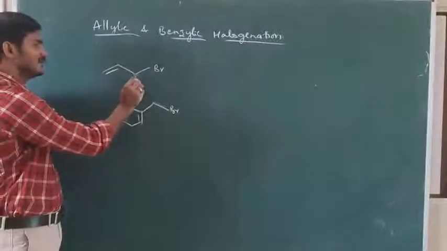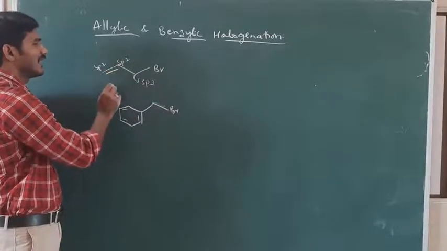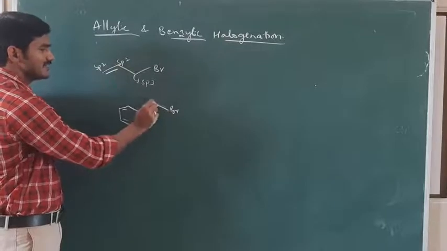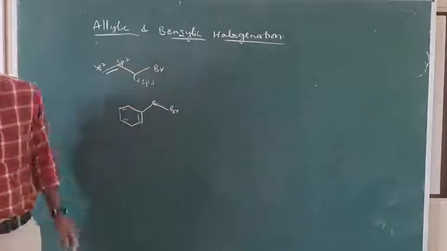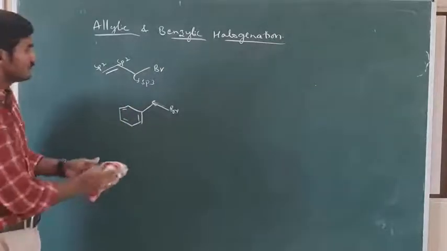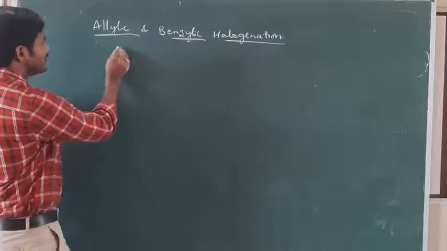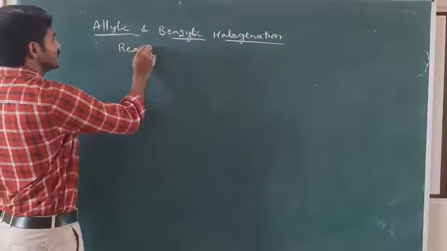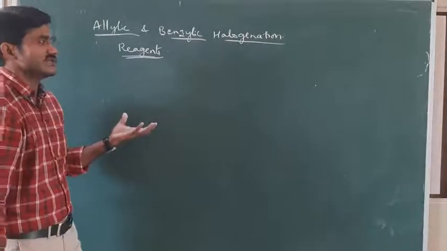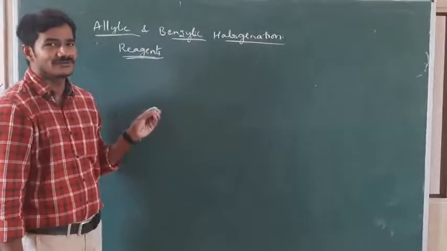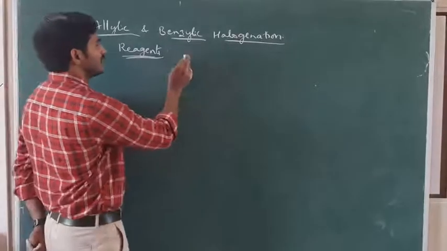The carbon that is sp3, next to sp2 carbons, is said to be allylic. The carbon which is directly attached to benzene and contains halogen is said to be benzyl. So this type of haloalkenes we have to prepare. To prepare this, remember the reagents for the halogenation of allylic and benzylic carbons. They can form the allylic and benzylic halides.